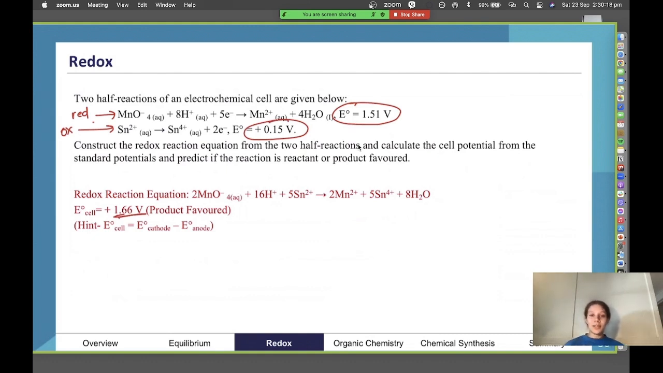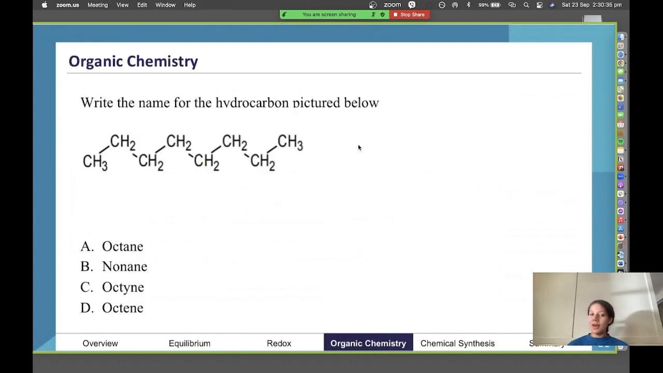Once we've added those 2 together, that means we have the product being favored. So what that means is that our reaction will happen spontaneously from left to right. If we had a negative value, then it would happen spontaneously from right to left and it would favor the reactants instead. So that's kind of how to interpret that question there.